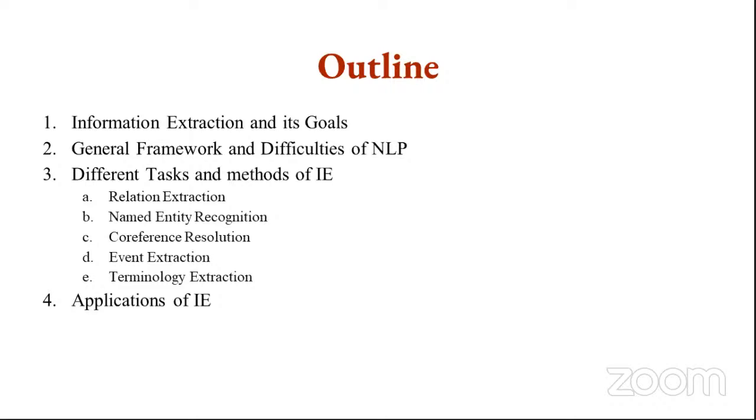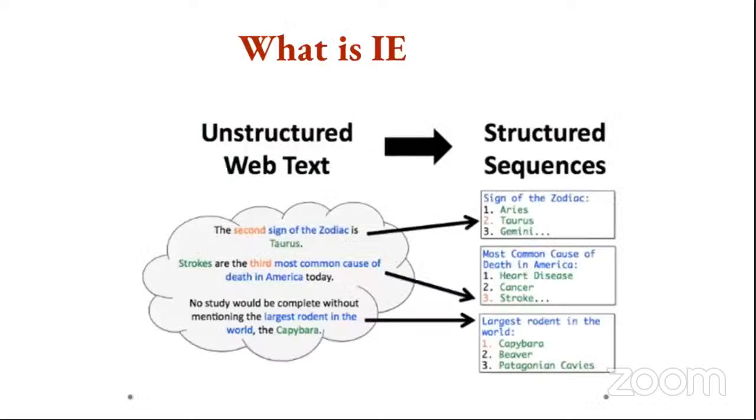Like relation extraction, named entity recognition, co-reference resolution, event extraction, terminology extraction. So these are the different subtasks under information extraction. I will discuss all these subtasks in brief, and then I will show you some applications of information extraction. In solving real-life problems, we have to use applications of information extraction.